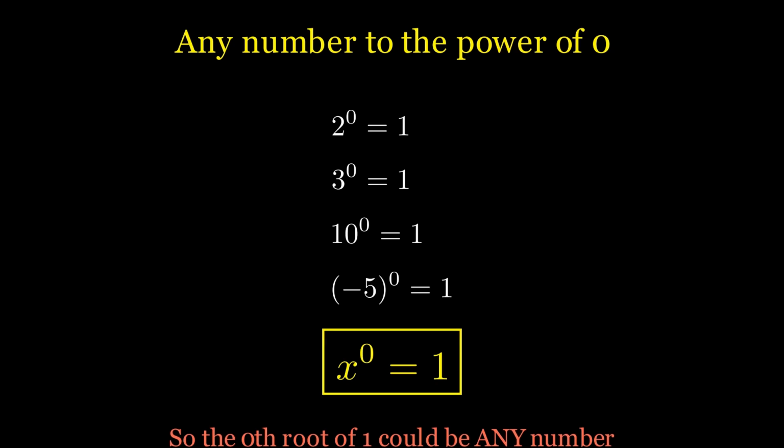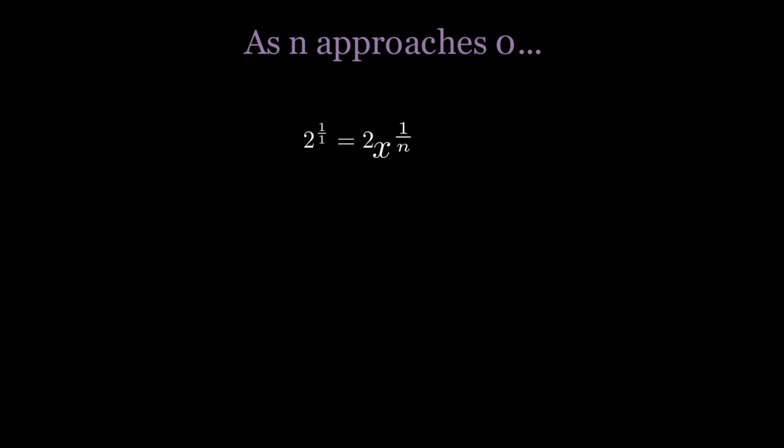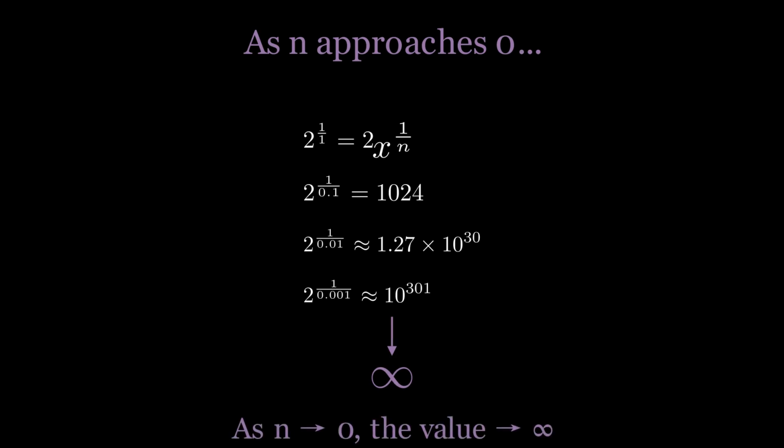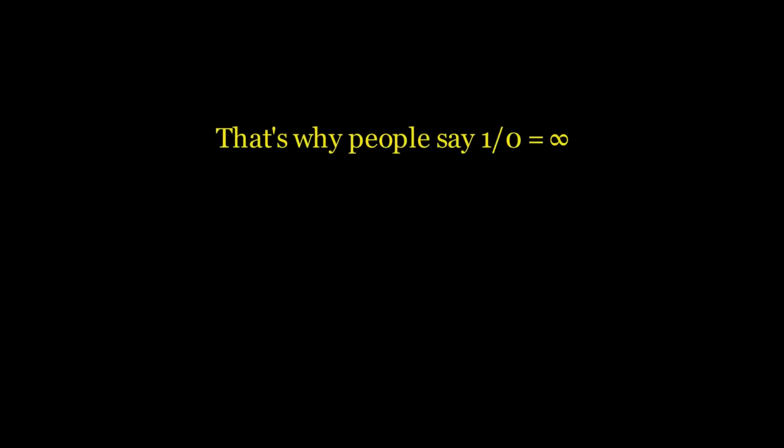But here's where it gets interesting. If we look at x to the power of 1 over n and make that denominator smaller, like 1 over 0.001, that fraction gets closer and closer to infinity. In math, we say as n approaches 0, x to the power of 1 over n gets larger and larger. It heads toward infinity. That's why people say 1 divided by 0 is infinity, even though it's not actually defined.